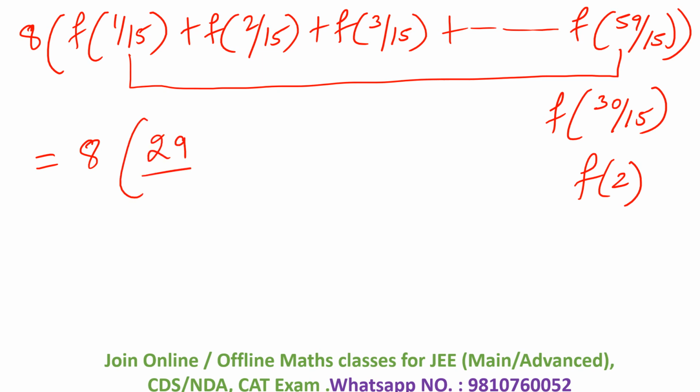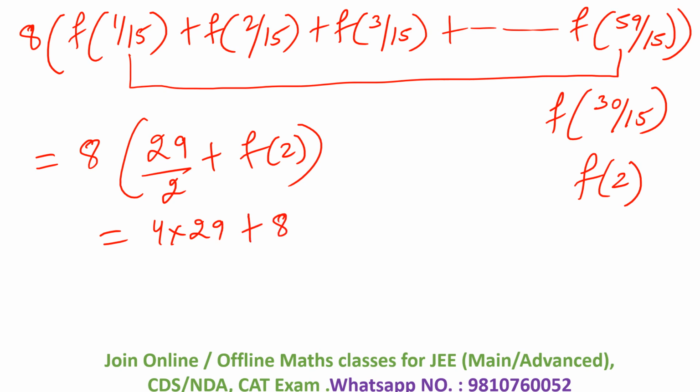It is 29 upon 2 plus f of 2, right? Now students, this becomes how much? 4 into 29 plus 8 times f of 2. And what was f of x? f of x was 2 divided upon 2 power x plus 4. So f of 2 becomes 2 divided upon 4 plus 4.